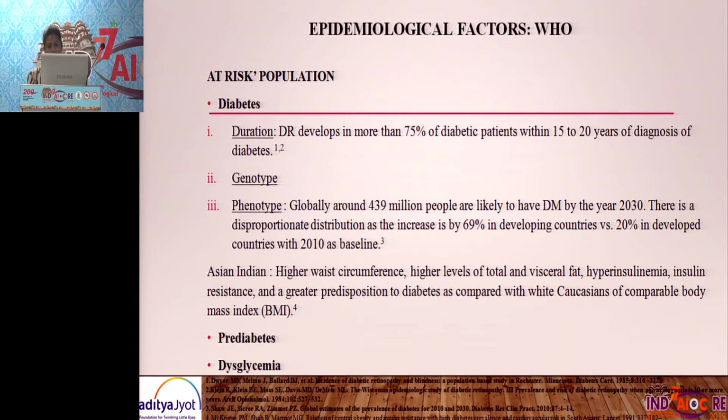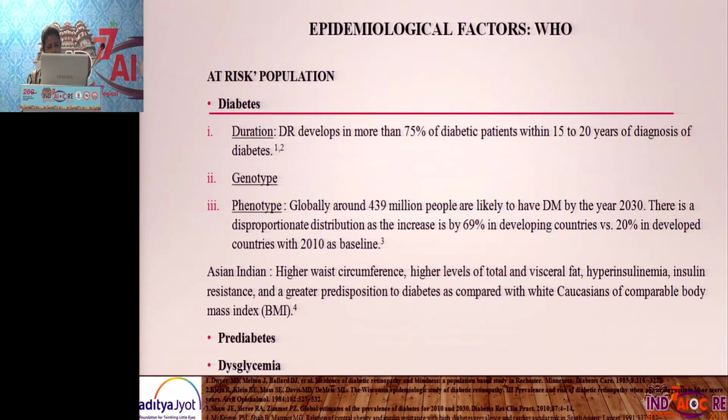So when we are talking about diabetic retinopathy, obviously the at-risk population is going to be the diabetic population. The most common risk factor for diabetes leading to diabetic retinopathy is the duration. As all of us are aware, 75% of diabetic patients will eventually have retinopathy 15 to 20 years down the line after diagnosis of the disease. Then also genotype is an upcoming topic, in telling that people having a particular pattern of genotype are at risk for diabetes and eventually for diabetic retinopathy.